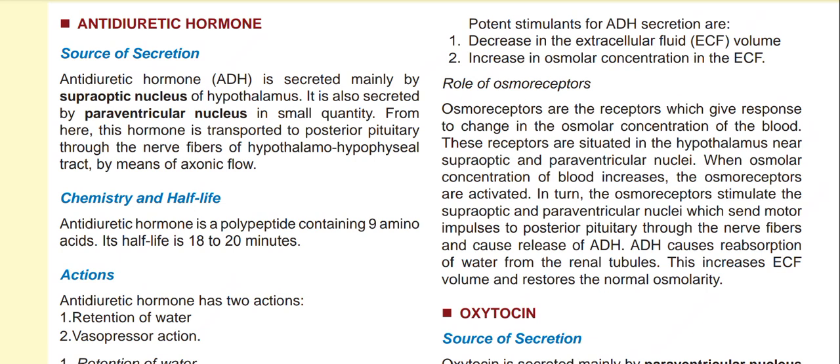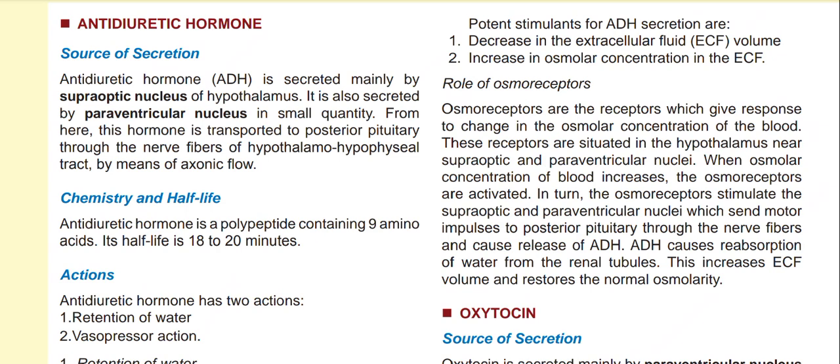The source of secretion of antidiuretic hormone. The ADH or vasopressin is secreted mainly by the supraoptic nucleus of hypothalamus. It is also secreted by paraventricular nucleus in a small quantity. So in the hypothalamus, it is mainly secreted by supraoptic nucleus, and in a trace quantity, it is secreted by paraventricular nucleus.